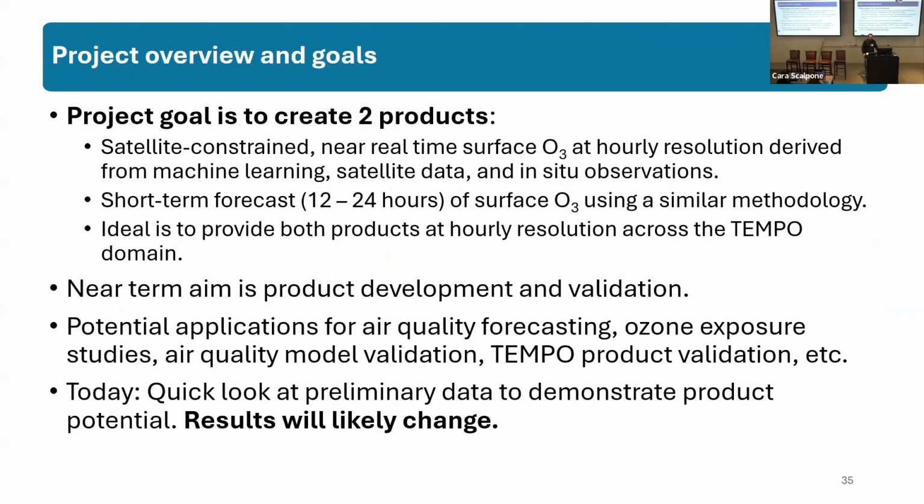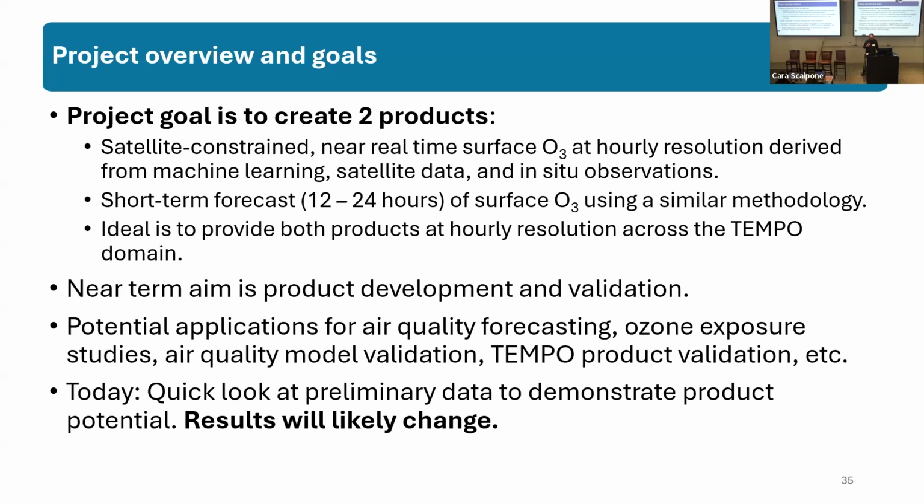So the goal of our project is to create two separate products. The first is a near real-time surface ozone product at hourly resolution that's derived from a combination of machine learning, satellite observations from TEMPO, and in situ observations. And then the second part is a short-term ozone forecast of the surface, something on the order of 12 to 24 hours that we build using a similar methodology.